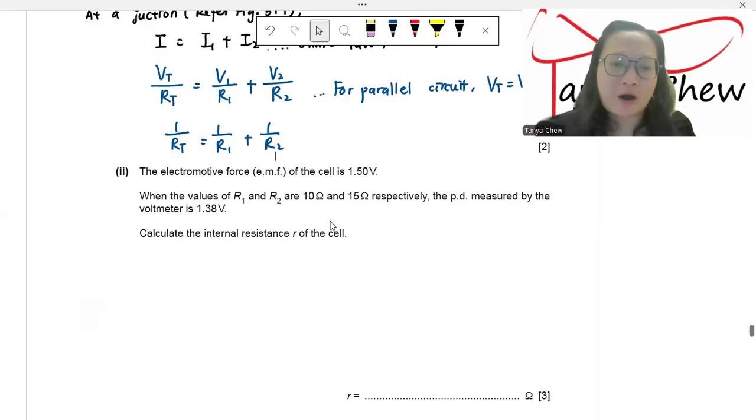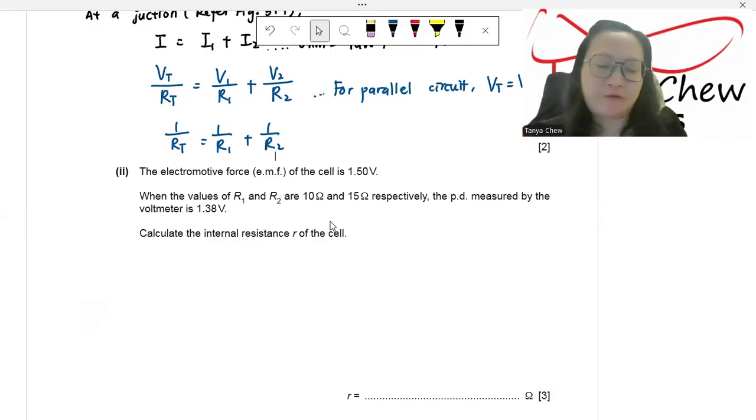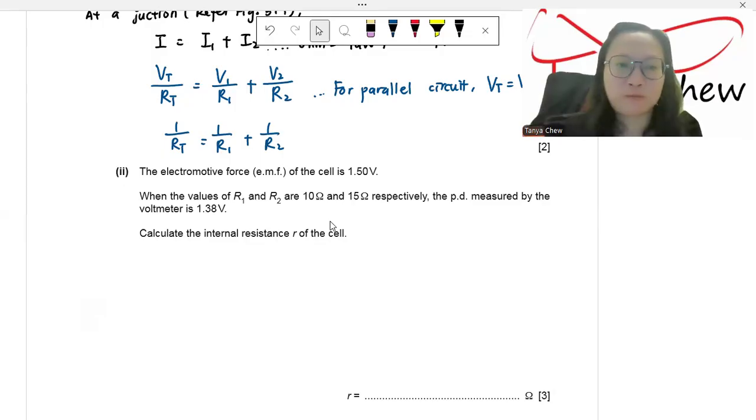Second part, the electromotive force, EMF, of the cell is 1.5 volt. When the values of R1 and R2 are 10 ohm and 15 ohm respectively, the PD measured by the voltmeter is 1.38 volt.